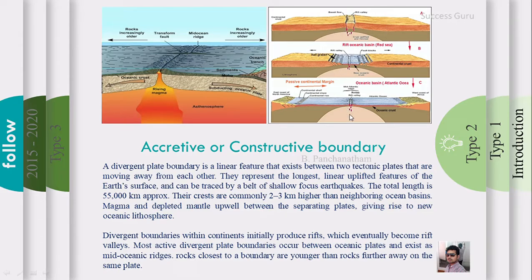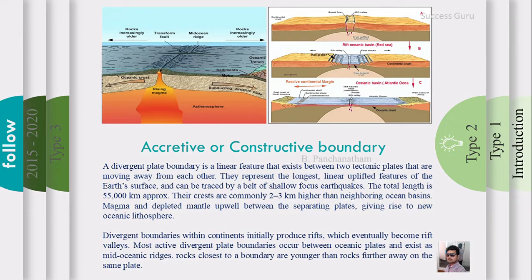Okay, the divergent boundary within the continent initially produces a rift, which eventually becomes a rift valley. The most active divergent plate boundaries occur between oceanic plates and exist as a mid-oceanic ridge. So if it is most active, it may reach up to this level, and if it is not that active, it will stop at this level itself. That is what they want to say.